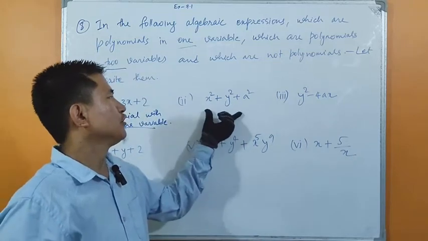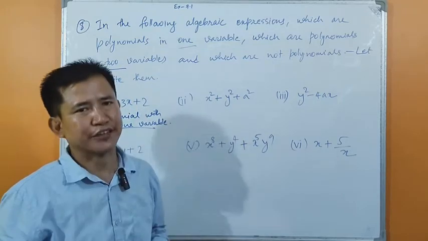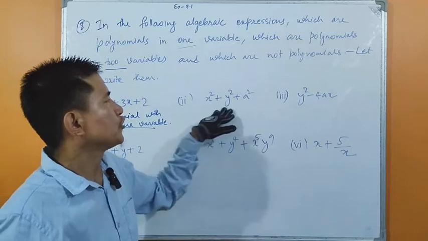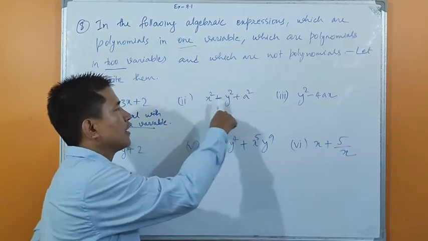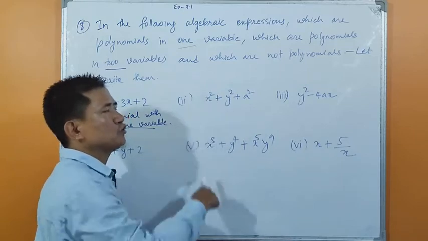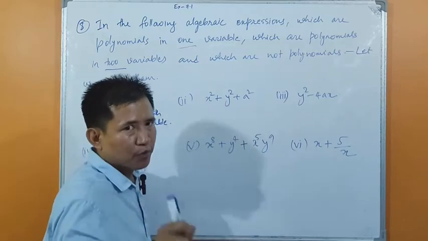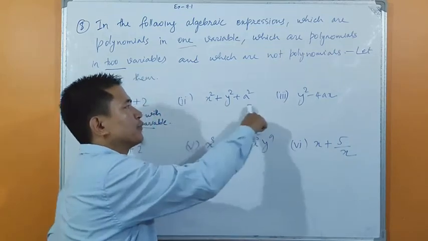Okay. Here also, let us consider a as constant, x and y as variables. First, let us see whether this is a polynomial or not. Let us see the power of the variables x and y. The power of x is +2, which is a positive whole number. The power of y is also +2, which is also a positive whole number, which means this is a polynomial.